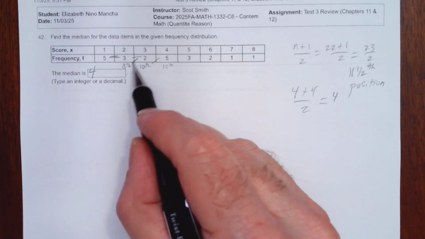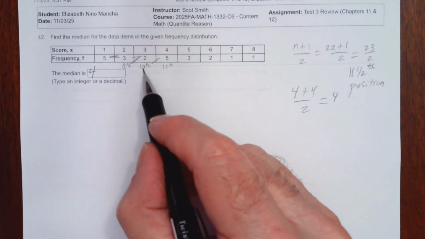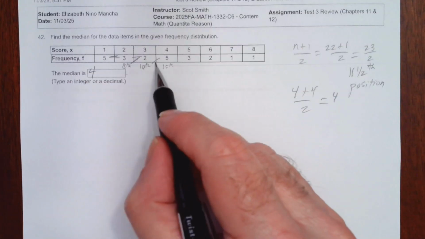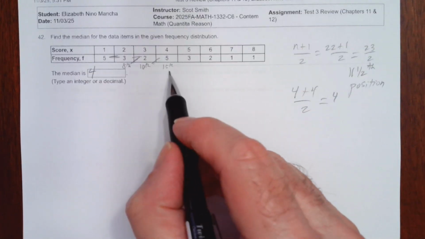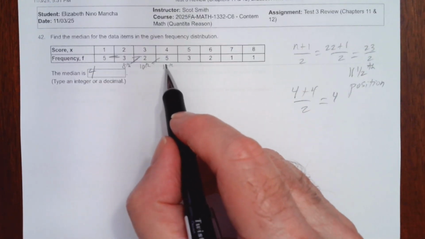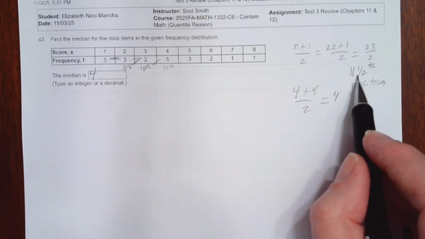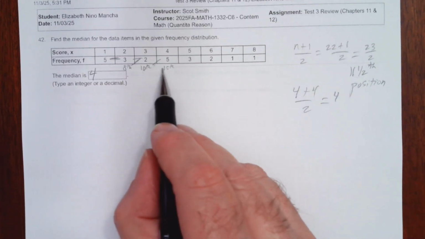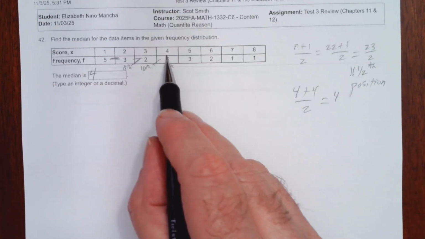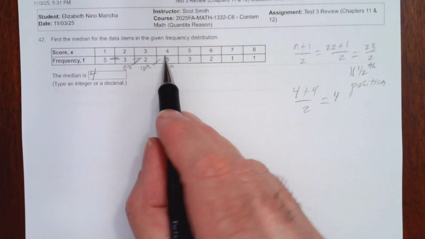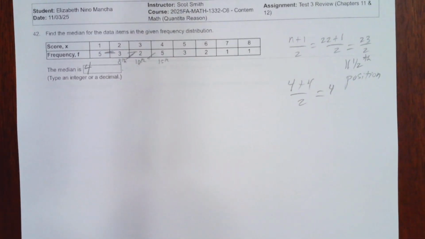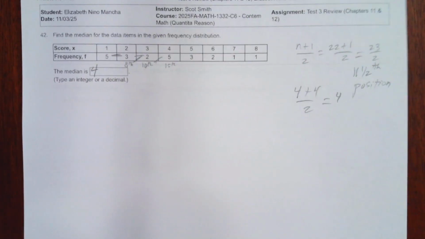I should say it this way, 8 plus 2 here gives me the 10, and 10 plus 5 gives me the 15. So if you're counting this way, you can see that we were looking for the 11 and a half position. Well, that's going to end up being a 4. You're going to have two fours, you take the average of that, and you get 4. All right, let's move to the last problem.